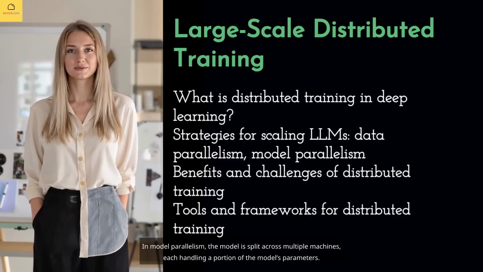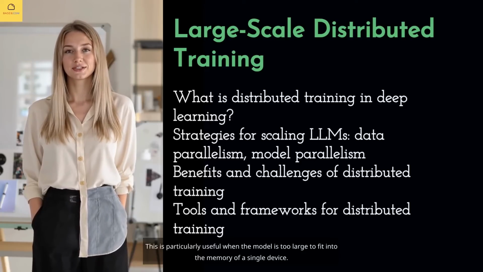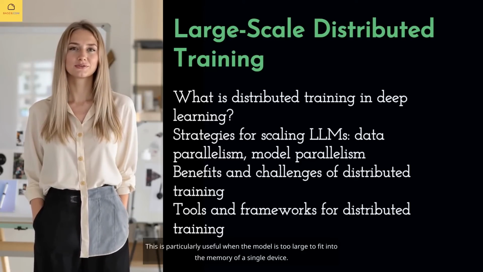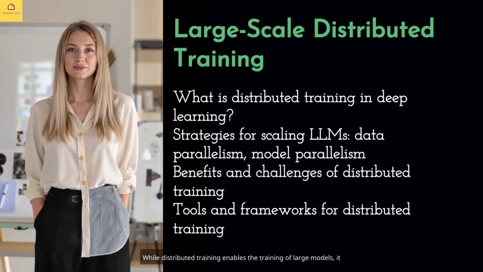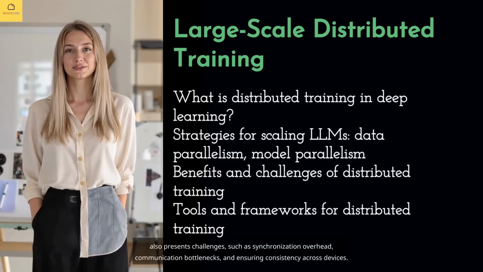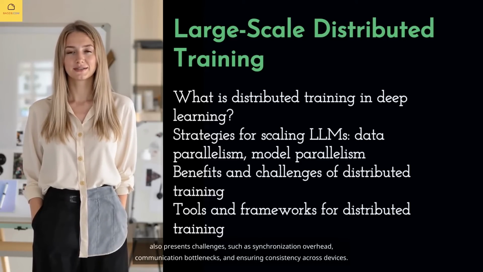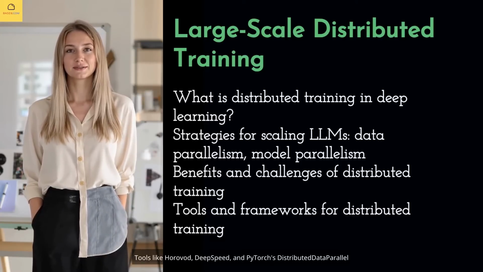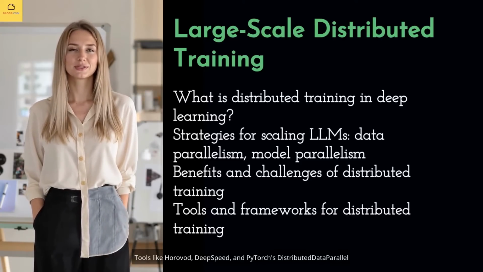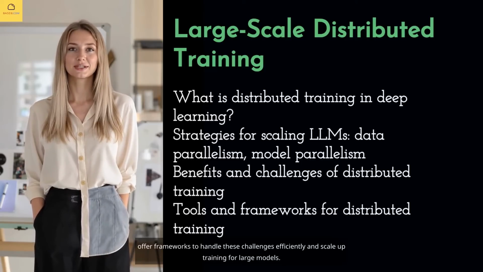In model parallelism, the model is split across multiple machines, each handling a portion of the model's parameters. This is particularly useful when the model is too large to fit into the memory of a single device. While distributed training enables the training of large models, it also presents challenges, such as synchronization overhead, communication bottlenecks, and ensuring consistency across devices. Tools like Horovod, DeepSpeed, and PyTorch's distributed data parallel offer frameworks to handle these challenges efficiently and scale up training for large models.